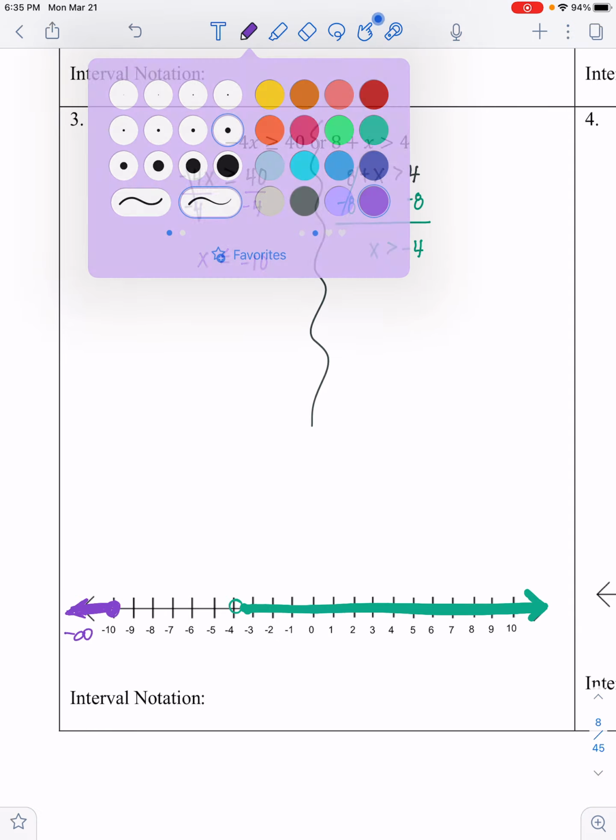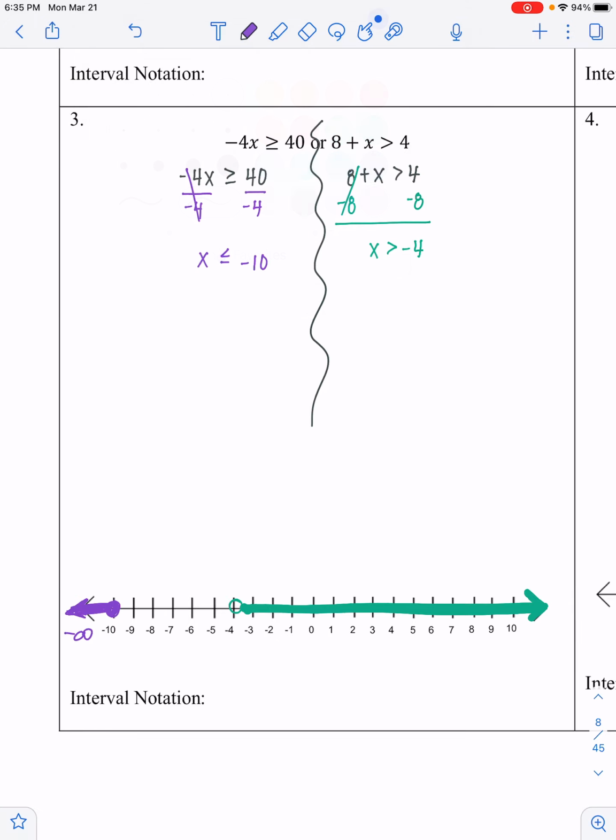Go ahead and pause this. See if you can do this in interval notation. Do it piece by piece. Do the purple piece first, and then the green piece. All right, so the purple piece, we go from -infinity to -10. -infinity, remember, always gets parentheses because it's an infinity symbol. -10 is a closed circle, so that's going to get a bracket. Let's put a U there.